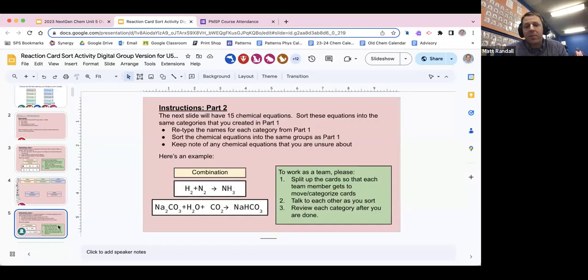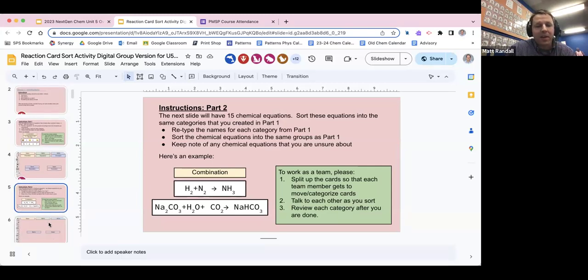And then instructions for part 2. The next part's going to have chemical equations, and your job is to sort them into the same categories that you created in part 1. So go ahead and retype the name for each category into the 5 text boxes on the screen. Sort the chemical equations. I just had this realization. I hope this is edit access for everyone, but if not, I'll fix that.